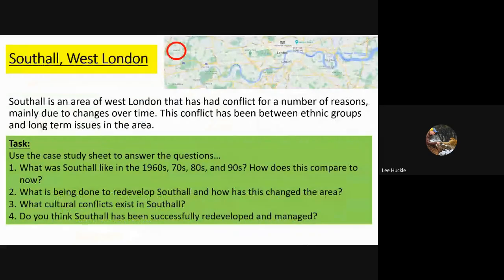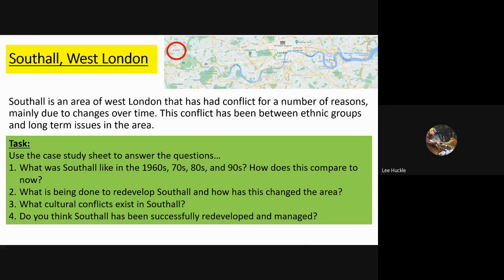And then you'd have brought another case study into this case study example. You'd have looked at Southall. And Southall is an area of West London that has had conflicts for many different reasons. So in putting the case study together, you'd have looked at what Southall was like in the 60s, 70s, 80s and 90s, and how Southall compares now. What were some of the issues, conflicts, tensions in Southall? And then what was being done to redevelop Southall? And how has it changed?